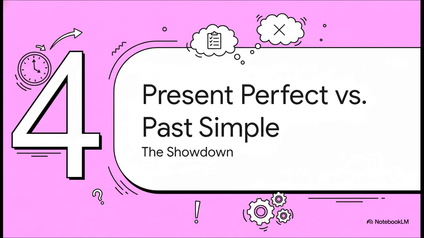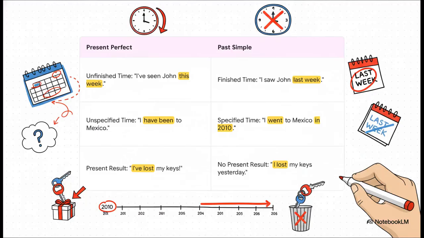But trust me, this next part is going to make it all click into place. This is it. This is the whole ballgame. Look at the difference here. The present perfect is for unfinished time. This week is still going on, right? But the past simple is for finished time. Last week is over. It's in the past.